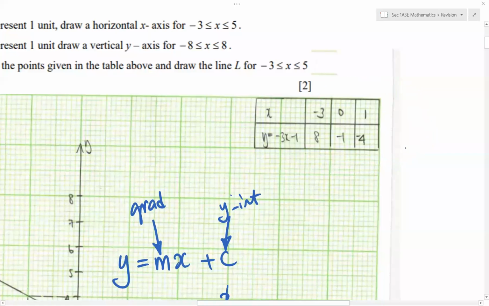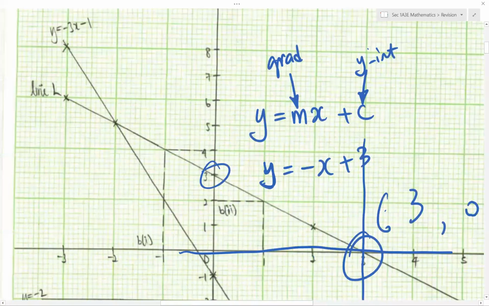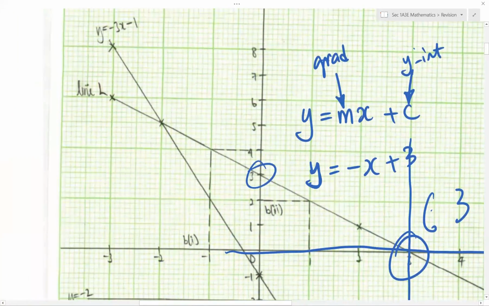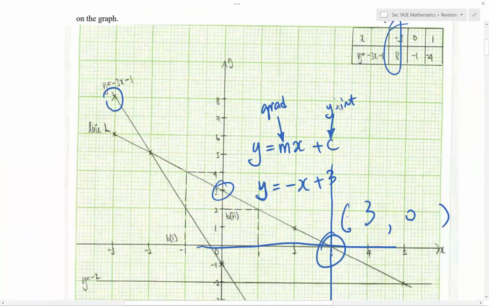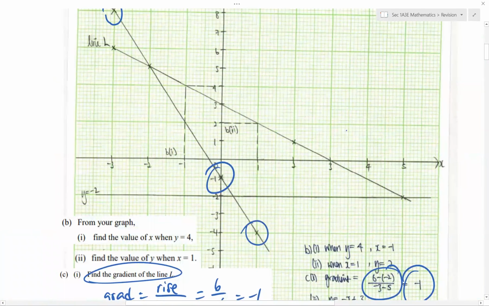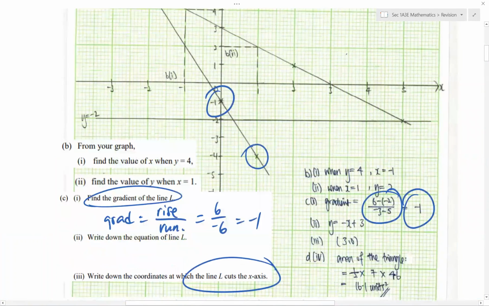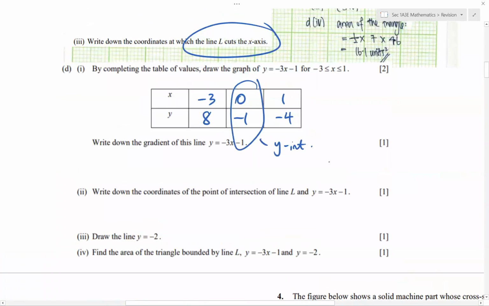So now, 3 points, negative 3, 8. So negative 3, 8. We've got one cross over here. Another one at the y-intercept here. And finally, one last point, drawing with a straight line. And they tell us to write down the gradient of this line.